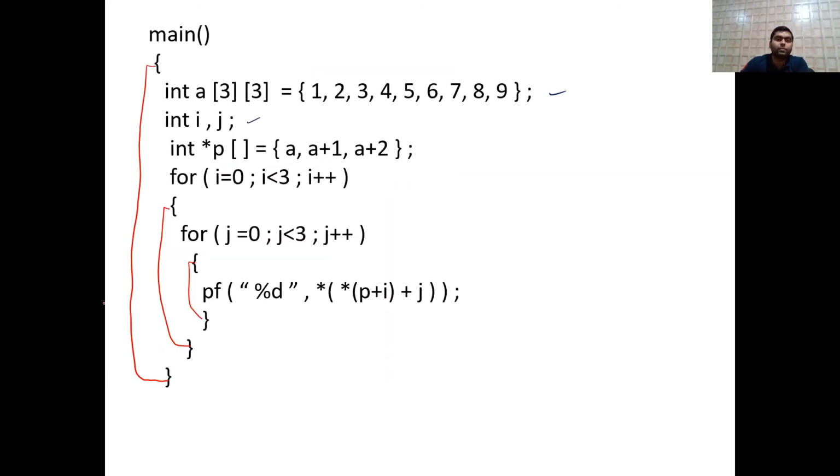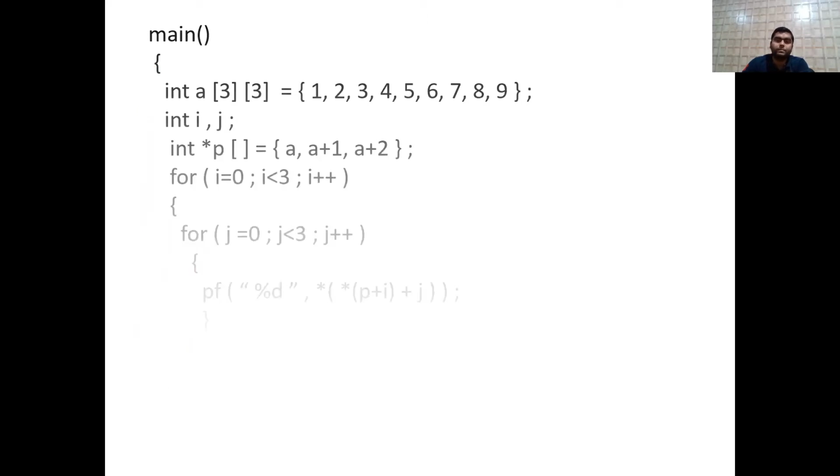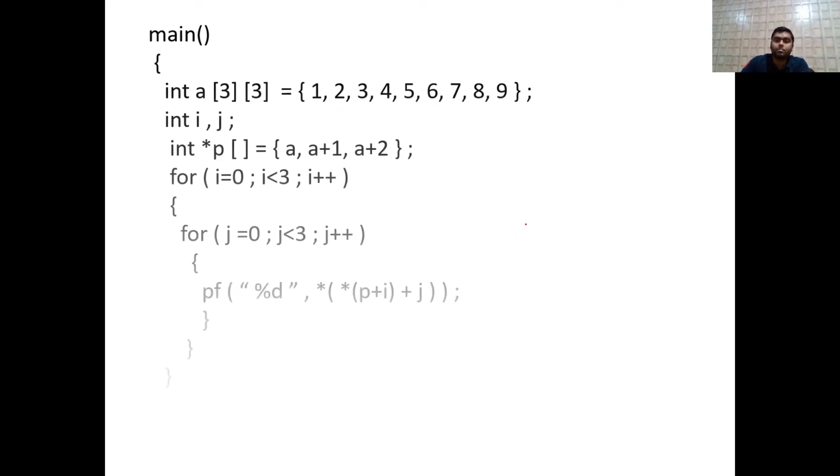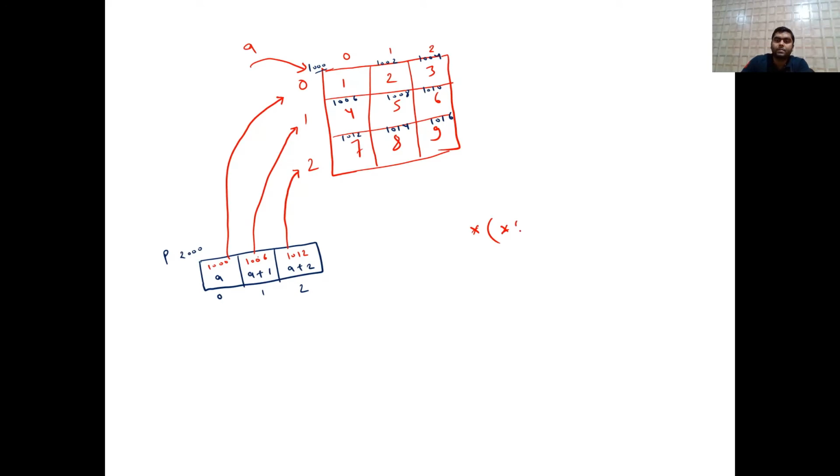Now observe very carefully. This line is over. Now i equals 0, i less than 3, means this loop will run 0, 1 and 2, 3 times, and the inner loop will also run 0, 1 and 2, 3 times. For the first value of i, which is 0, this loop will run 0, 1, 2. So firstly what will happen? Star of star p plus i plus j, that is, star of (star (p plus i) plus j).